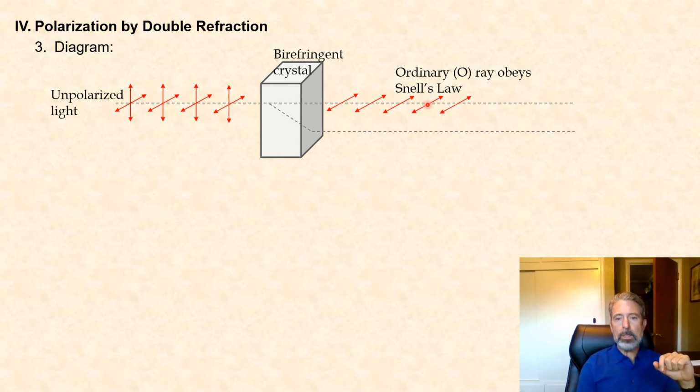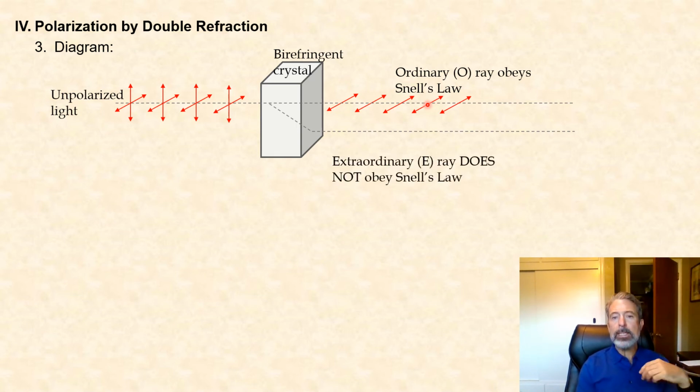The other ray, what we call the extraordinary ray, does not obey Snell's law. Now, obviously here, if the incoming unpolarized light has no angle of incidence, then a ray that gets refracted by a certain amount is clearly not obeying Snell's law. This is what we call the extraordinary ray, and it turns out that the angle of refraction will depend upon the angle at which that unpolarized light enters the birefringent medium.